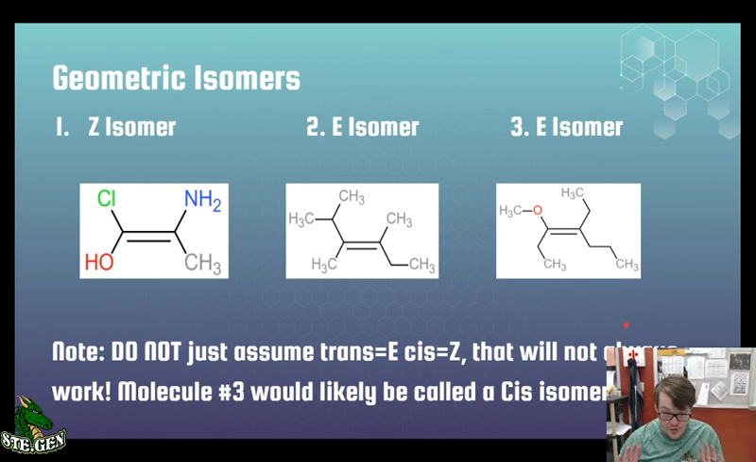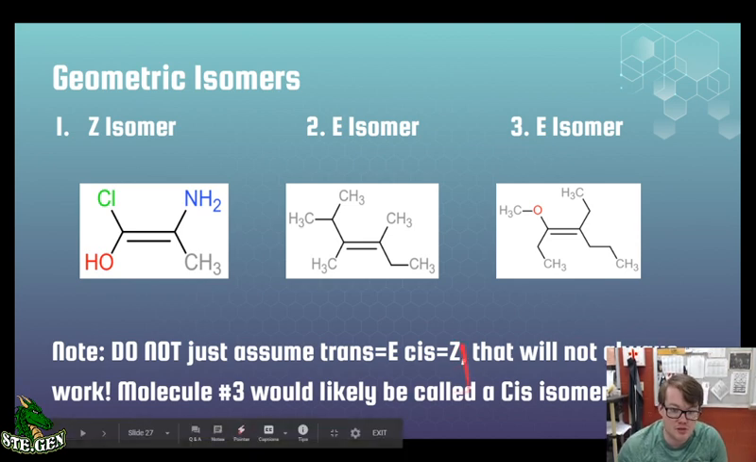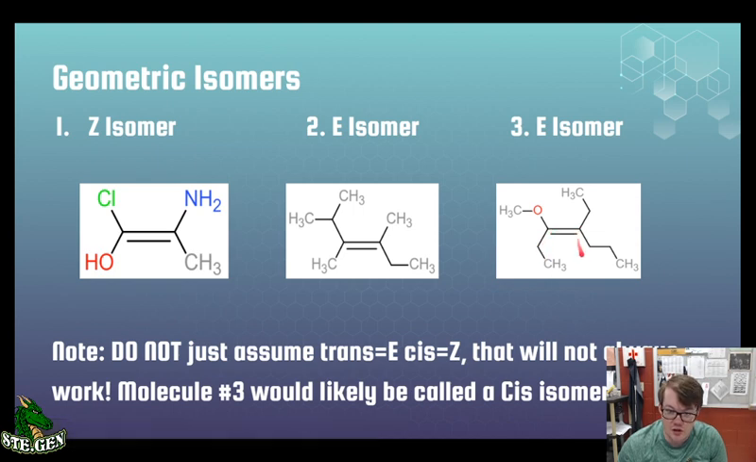Now, very important to note here. And I will stare directly into the camera to make sure that you know what I'm talking about and why it's important. You cannot assume that trans configurations would be E and cis configurations would be Z. That will not always be the case. For example, in this picture right here, molecule number 3, you would probably say, well, the chain is starting here and the longer one's here. So this would be a cis configuration. They would be entering and exiting the same side, but you would be wrong. By higher priority rules, it is an E configuration, not a Z configuration.